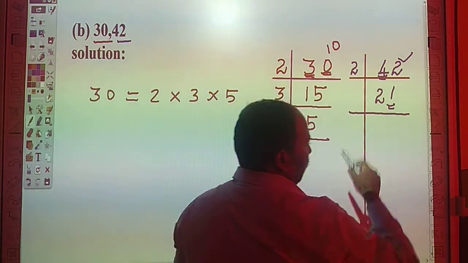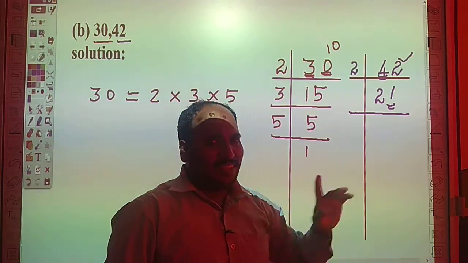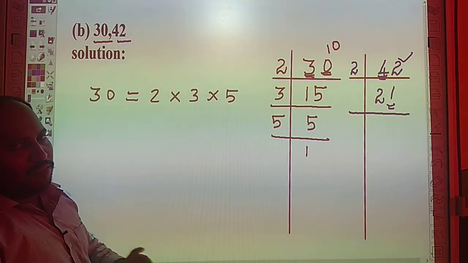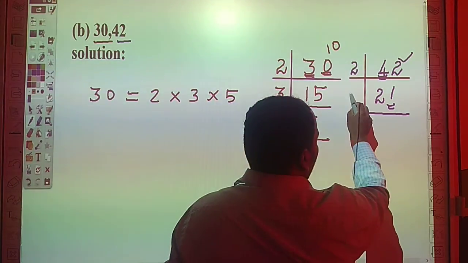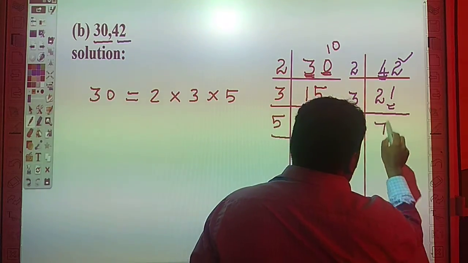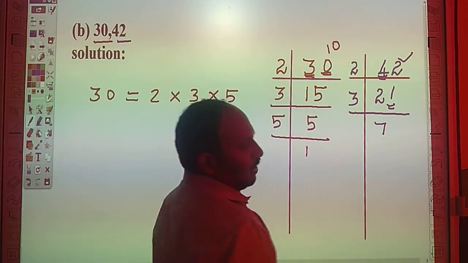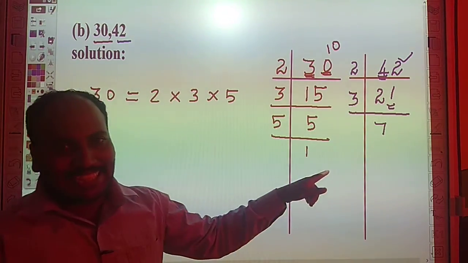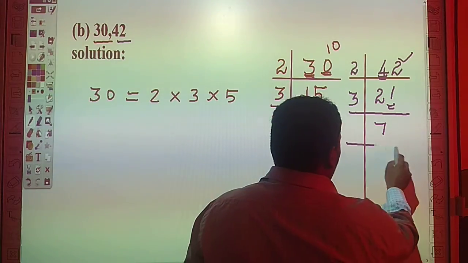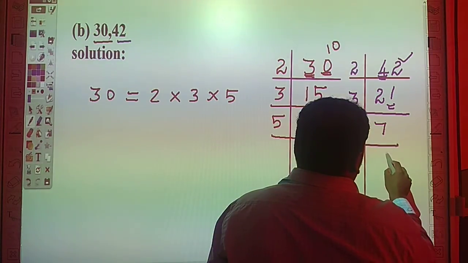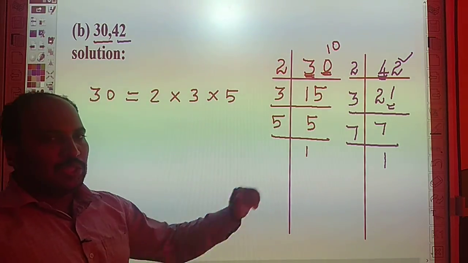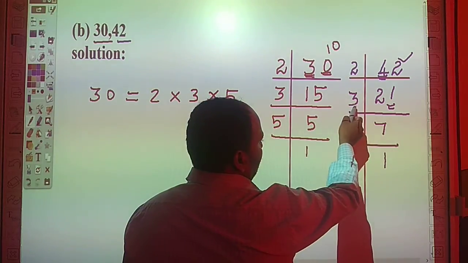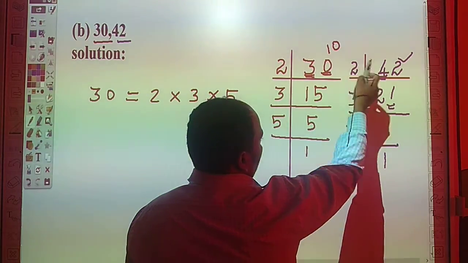Here the last digit is 1. The whole number is 21. So it is divisible by only 3. How many times? 7 times. 7 3s are 21. Already you know that the number 7 is a prime number. So 7 divided by 7 is equal to 1. 1 into 7 is 7. 7 into 3 is 21. 21 into 2 is 42.